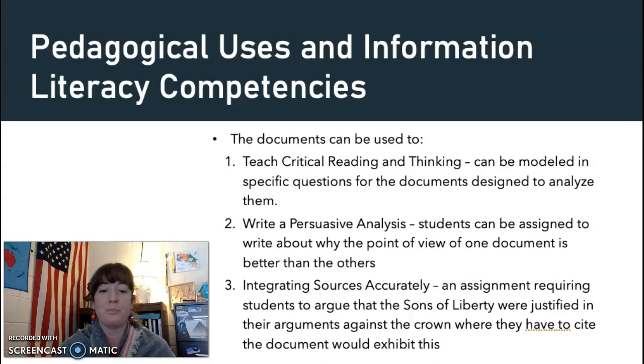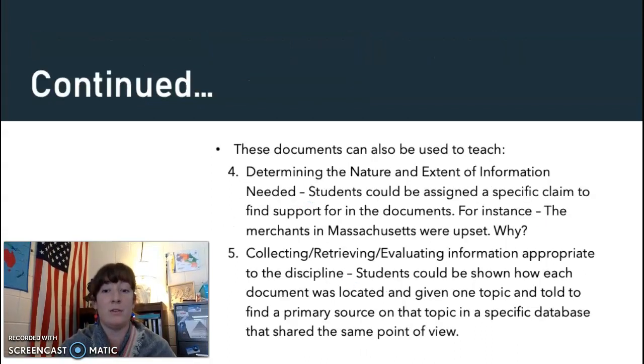And that kind of also leads us to competency 4, which was to determine the nature and extent of information needed. So for this one, what I might do is have students assigned to a specific claim, and they have to find support in the documents for that claim. For instance, the claim is that the merchants in Massachusetts were upset. And you have to go through these documents and find out why, and write an essay or a little blurb about why the merchants are upset, and you have to draw out information from that specific primary document to illustrate why this claim is accurate.